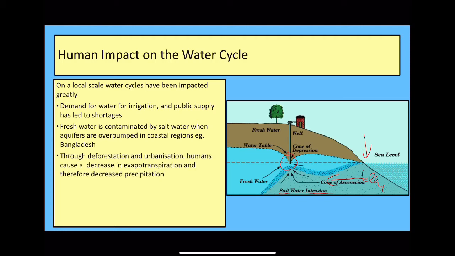Another way, separate to the example here, that we're affecting the water cycle on local scales, as we've learned about previously, is through things like deforestation and urbanisation. This affects things like runoff and throughflow. It lowers the water table generally. Okay.